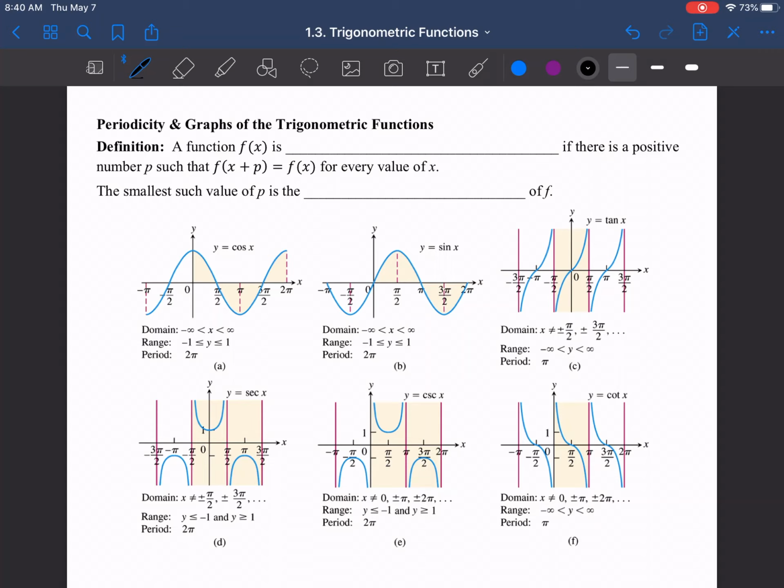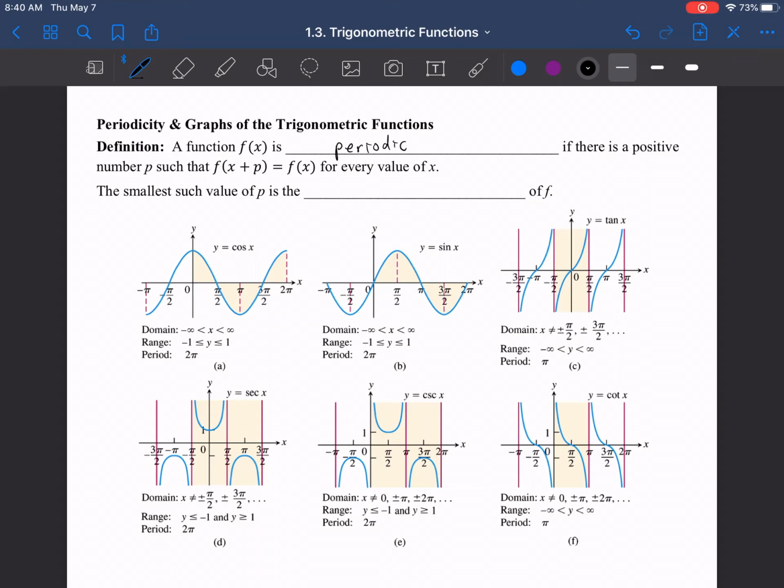So next, we're going to talk about periodicity and graphs of the trigonometric functions. A function f of x is periodic if there is a positive number p such that f of x plus p equals f of x for every value of x. Essentially what this is saying in a nice complicated math way is that it repeats itself. You do one thing and it repeats, and then it just keeps doing that same thing over and over as you go to the left or right in x.